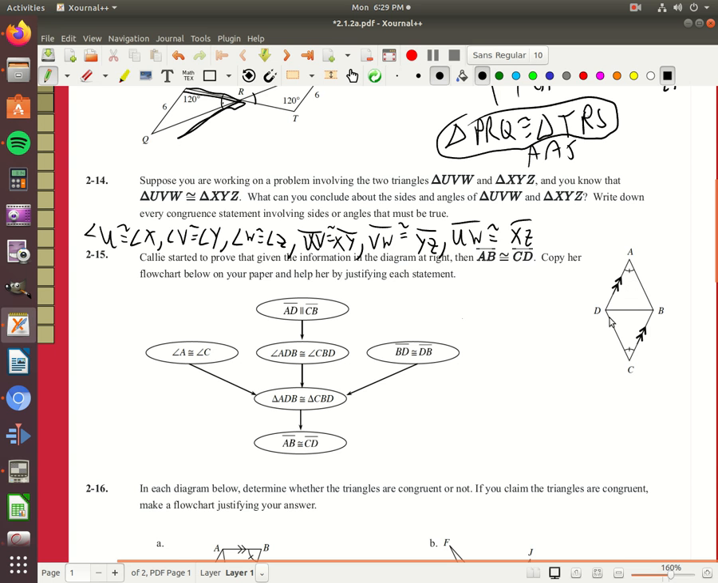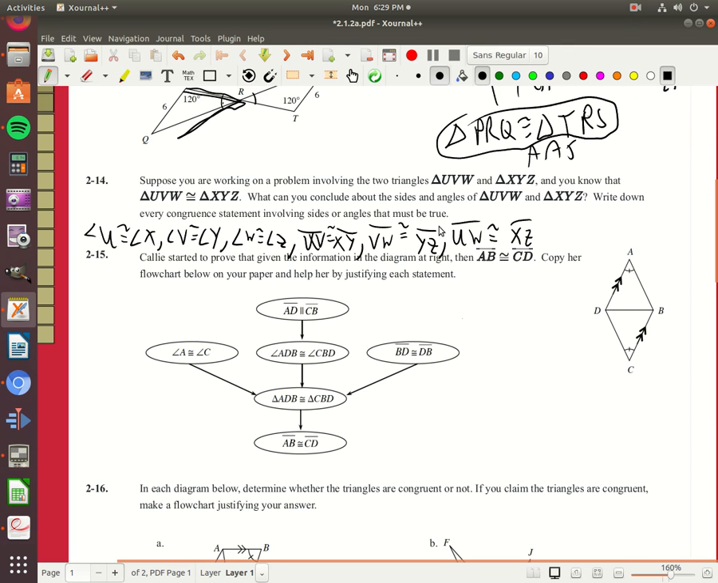Okay, so she wants to prove this side. Copy your flowchart below on your paper to help her by justifying each statement. So before we do, I just want to make sure that we understand here. They told us the triangles were congruent, and if the triangles are congruent, that means the parts are also congruent.